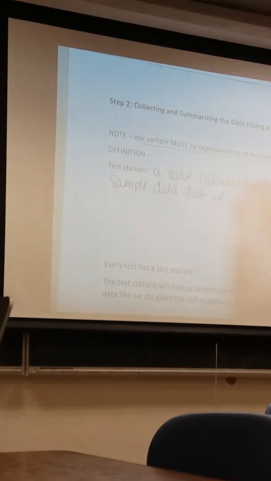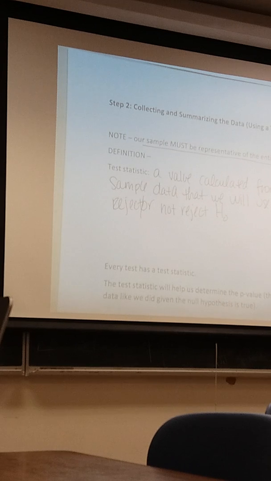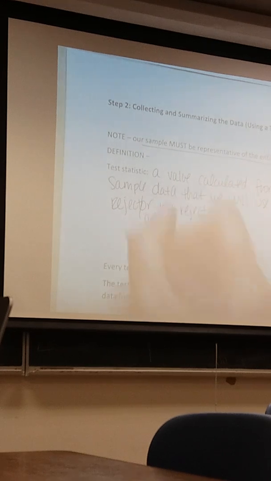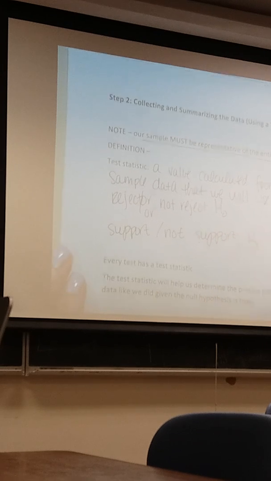That we will use to reject or not reject the null. Or, we can also use it to support versus not support the alternative, right? At the end of this whole thing, we're going to either reject the null and support the alternative, or, if our evidence isn't strong enough, we're going to not reject the null and not support the alternative. And I do have that sheet I promised last week with sentence helpers that I will hand out before you leave. So this should help you write your conclusions.